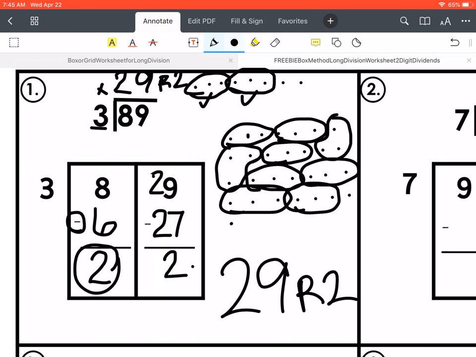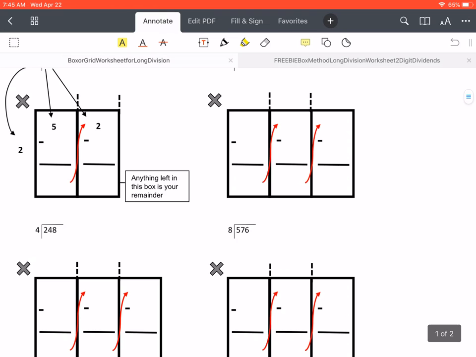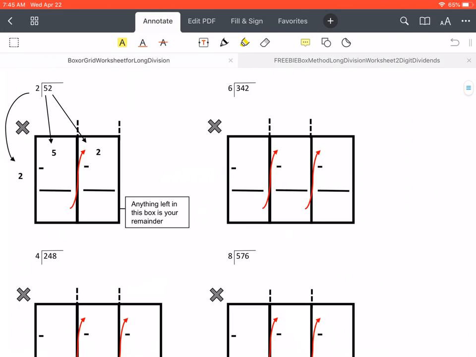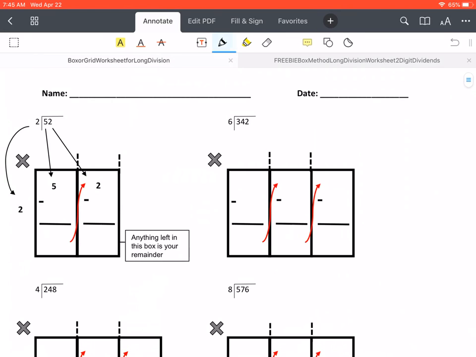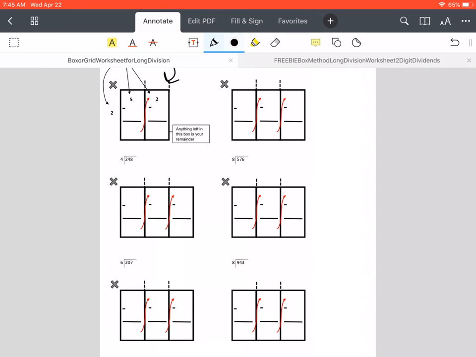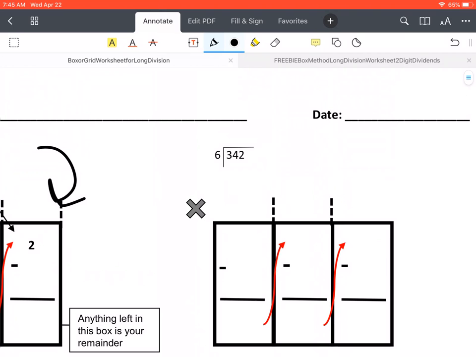Okay, let's go ahead and jump to page 14. You're going to be working on the same thing. So this time, for the first problem, they have it set up for you. For the rest of the problems, they're not set up for you. So I'll show you an example of setting up a problem.